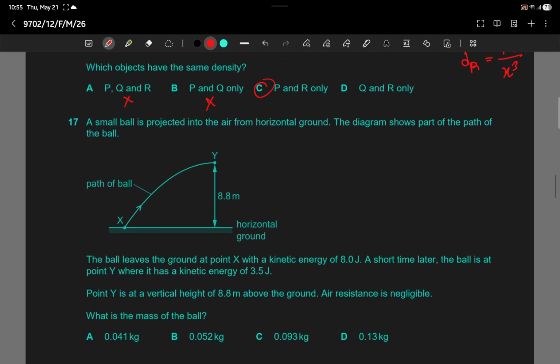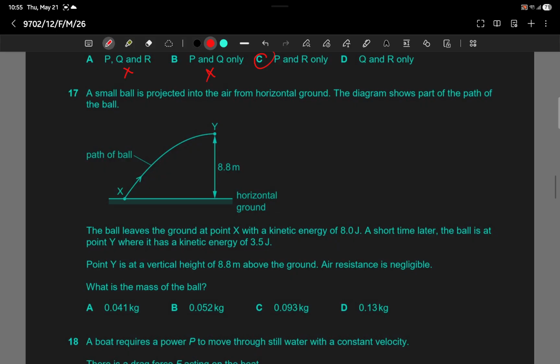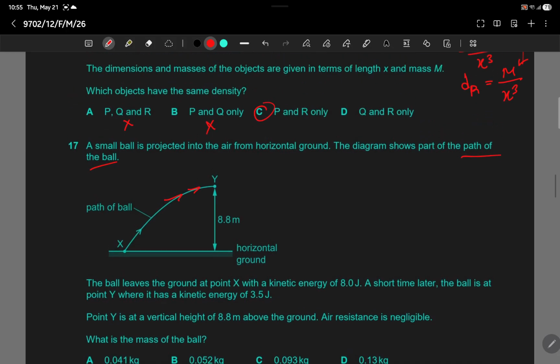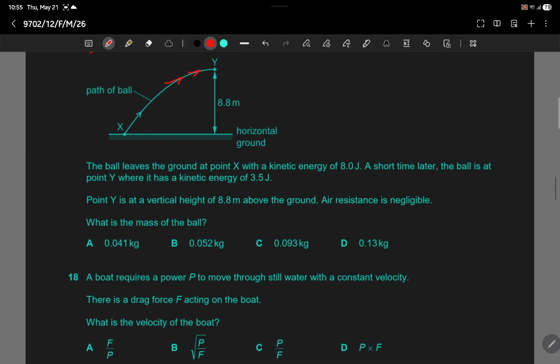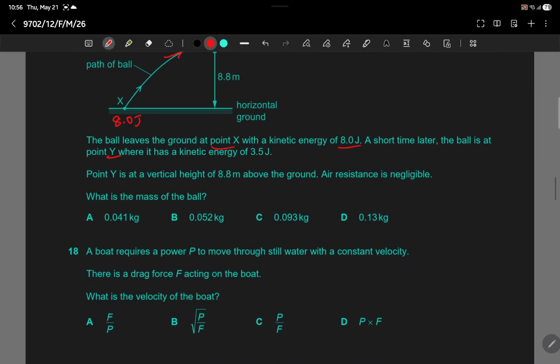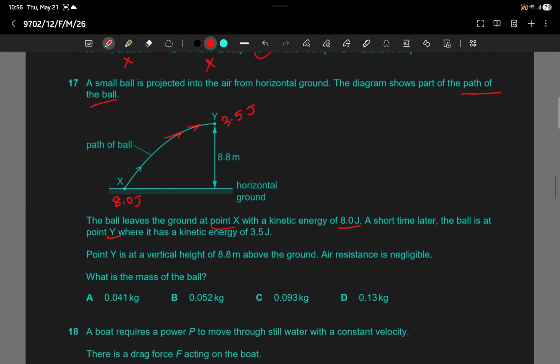Now, 17. A small ball is projected into the air from horizontal ground. The diagram shows the path of the ball. It's initially at x, and it moves up towards y, which is 8.8 meters above the ground. The ball leaves the ground at point x with a kinetic energy of 8.0 joules. A short time later the ball is at point y where it has a kinetic energy of 3.5 joules. So point y is at a vertical height of 8.8 meters above the ground.